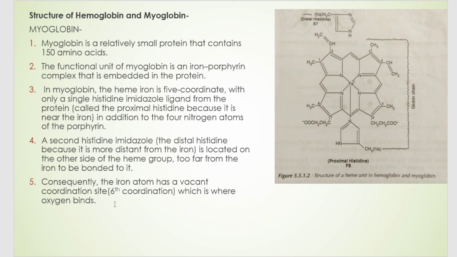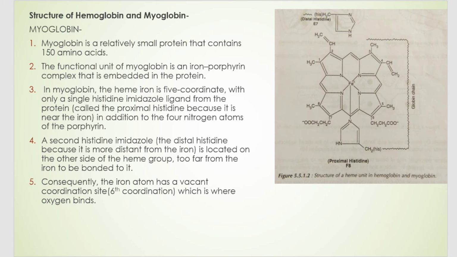Now, myoglobin, you know that it is an oxygen storage protein. So, whenever hemoglobin is coming and giving oxygen to this myoglobin molecule, it should bind to that oxygen. Now, where does it bind? This iron has a vacant sixth coordination, and that is where the oxygen binds.